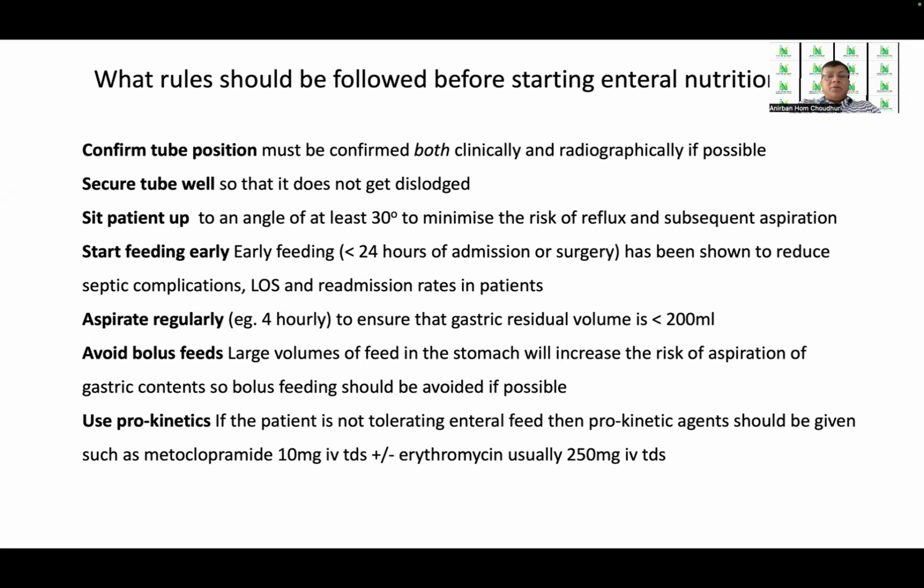Aspirate 4-hourly to ensure that the gastric residual volume is within the normal range. Avoid bolus feeds, that is, large volumes of feed in the stomach, which can increase the risk of aspiration. And use prokinetics if the patient is not tolerating enteral feed, like metoclopramide 10 milligrams IV TDS or erythromycin 250 milligrams orally, etc.